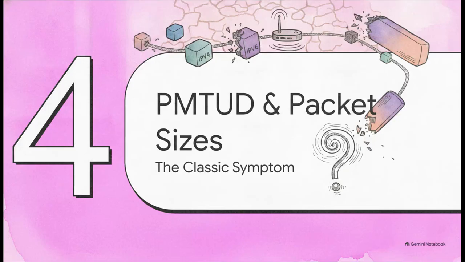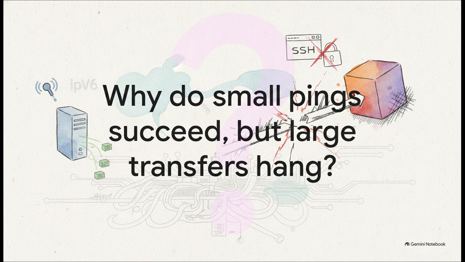No way around it. Section 4. PMTUD and packet sizes. The classic symptom. Okay, this is arguably the single most common and confusing operational pain point that sysadmins face in dual-stack environments. I guarantee you, so many of you have faced this exact, totally maddening scenario. Why is it that small pings succeed perfectly, but large file transfers, SSH sessions, or HTTPS connections suddenly just hang right after the TCP handshake? It is incredibly frustrating when the network looks like it's totally up, but real work simply can't get done.